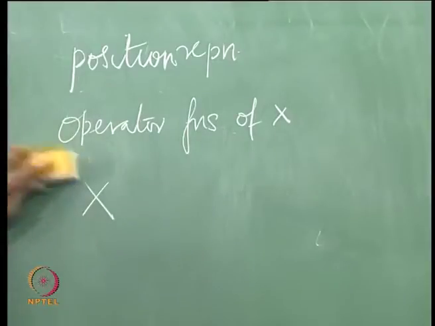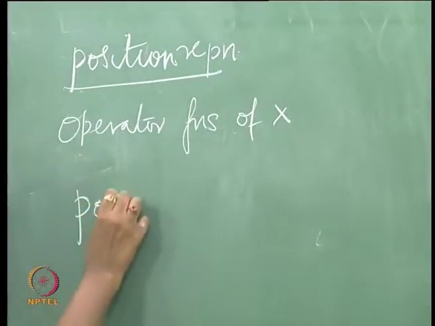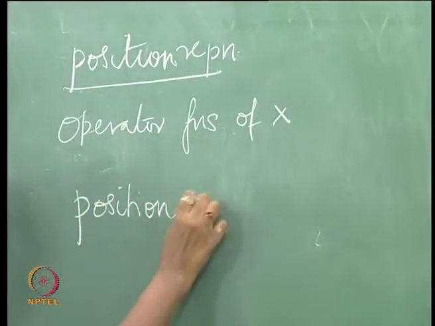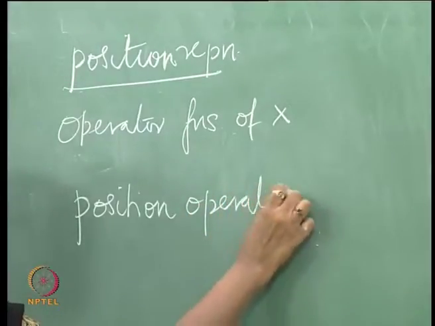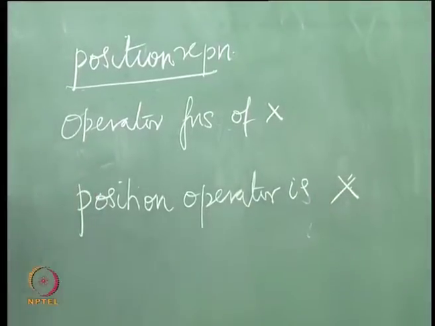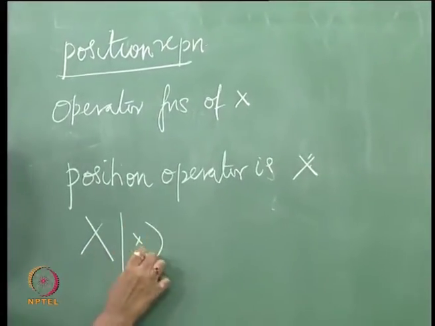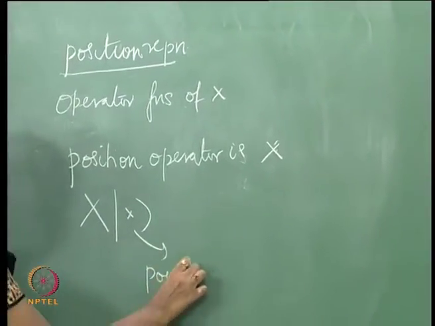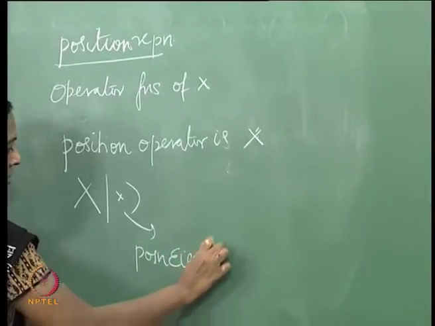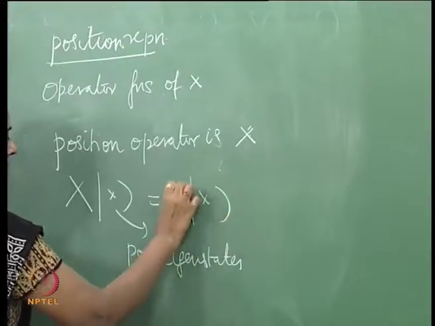There is no need to put the cap. So, in the position representation, the position operator, this is a very crucial point, is x. I should use the same x. It has position eigenstates. The job of the operator is simply to pull out the position eigenvalue.